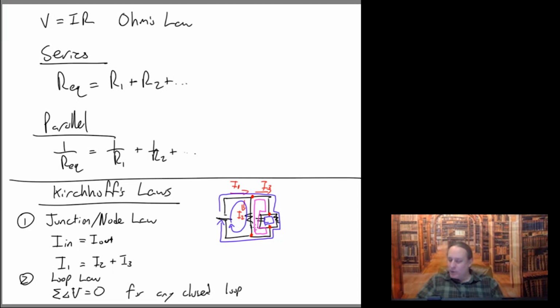And in terms of loops, that's hard to count, but let me think for a minute. There's 1, 2, 3, 4, 5, 6, there's, I don't know, like 6 or 7 at least loops that I can see. So we're gonna start with a little bit simpler circuits and practice this, and then we'll move into more complicated circuits.